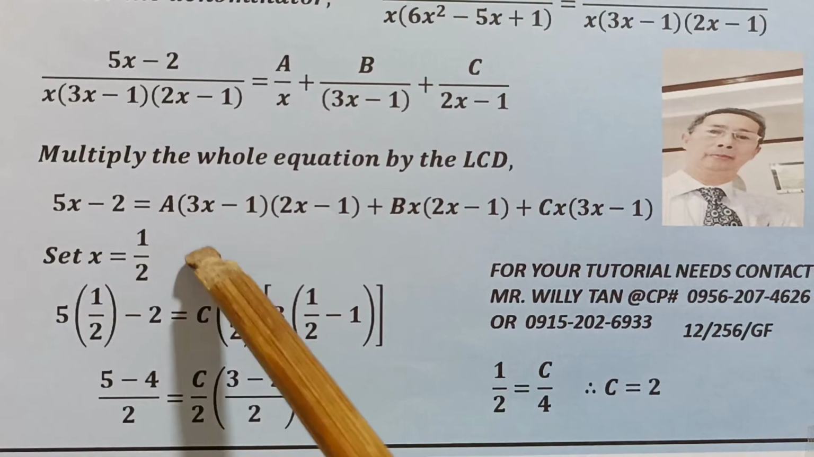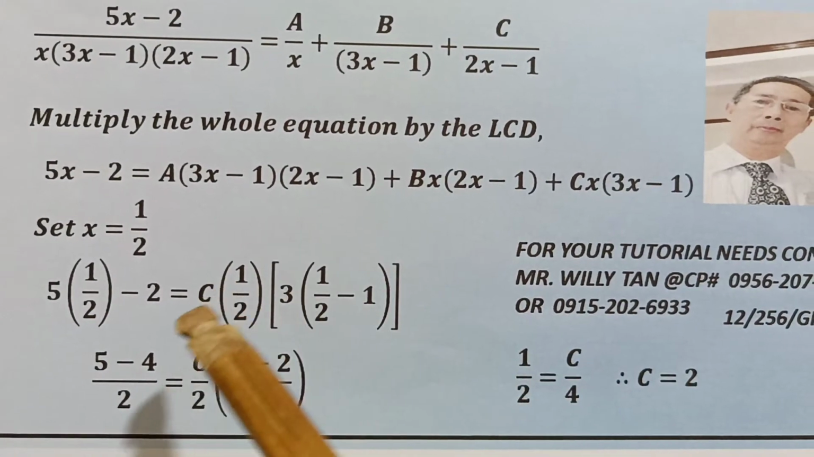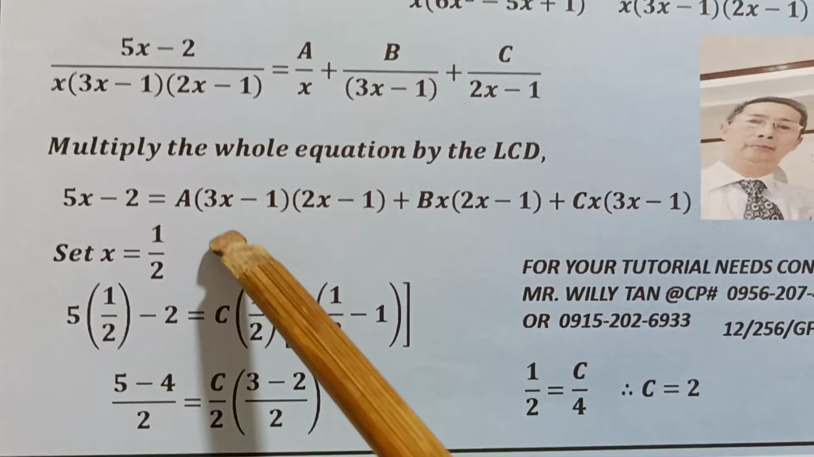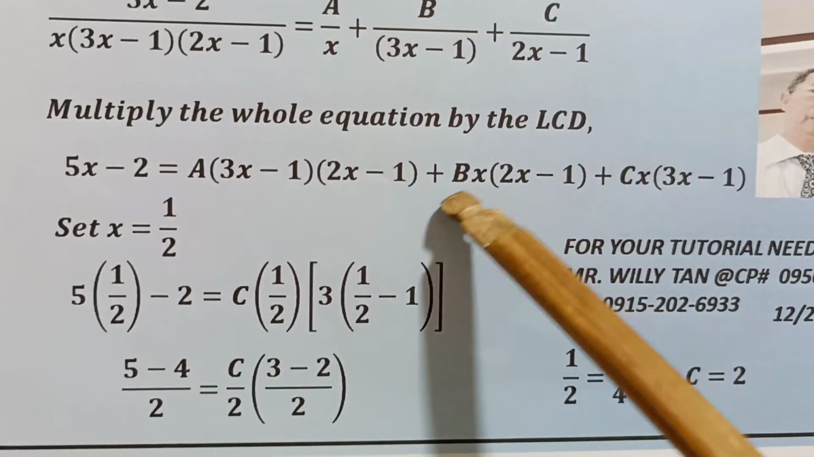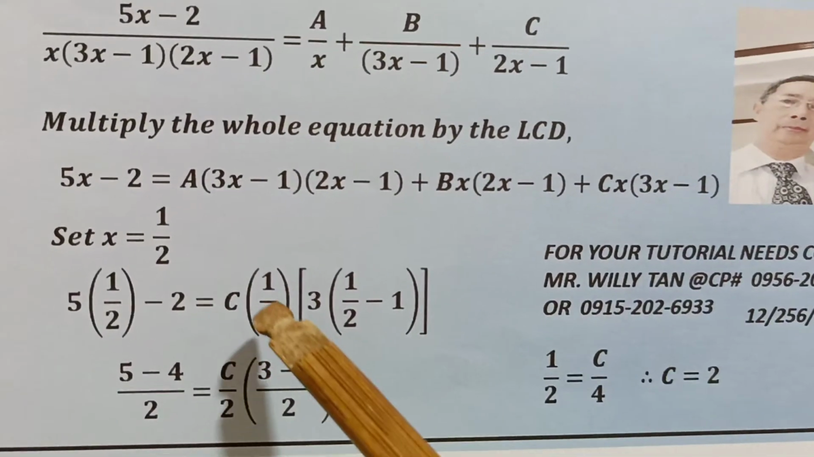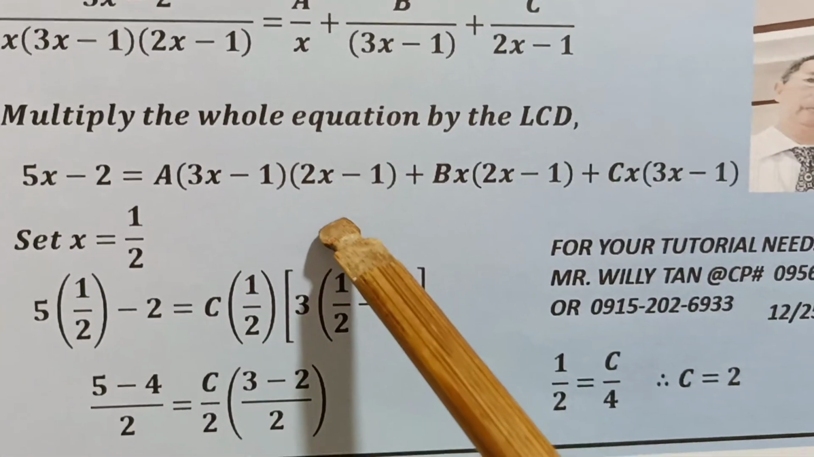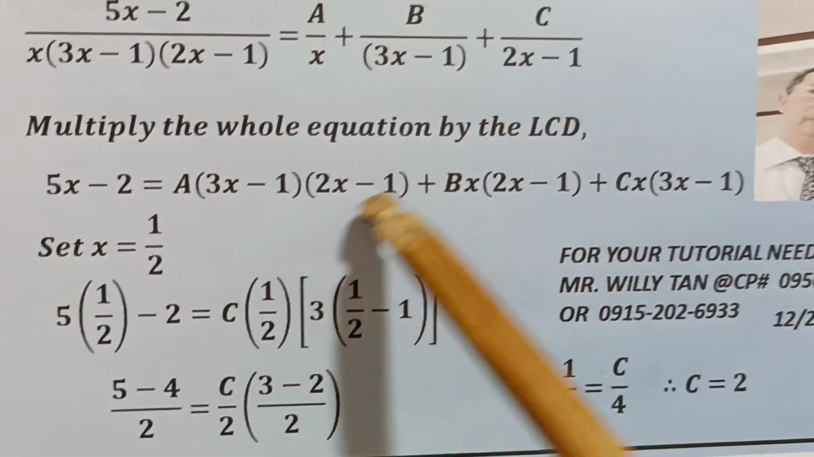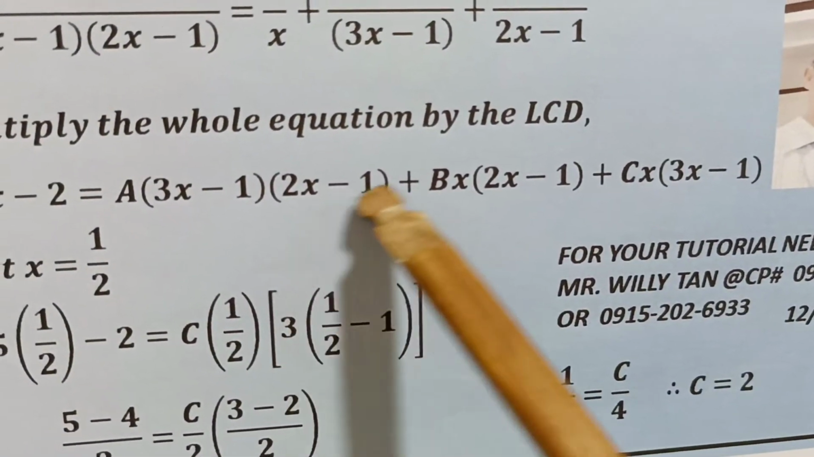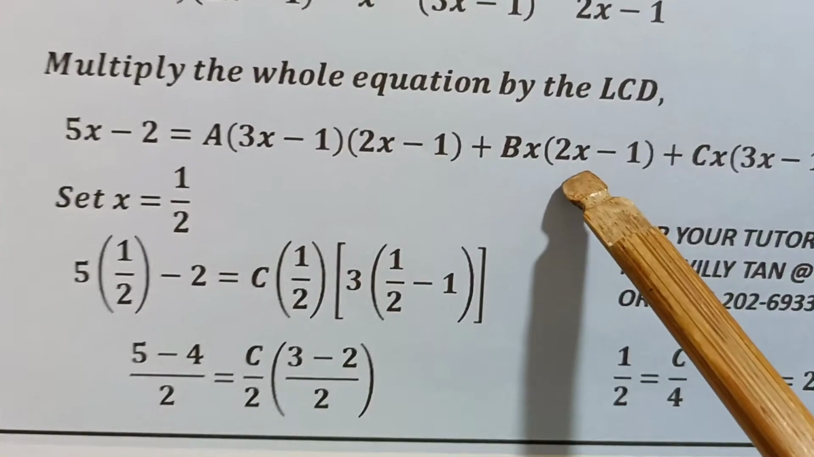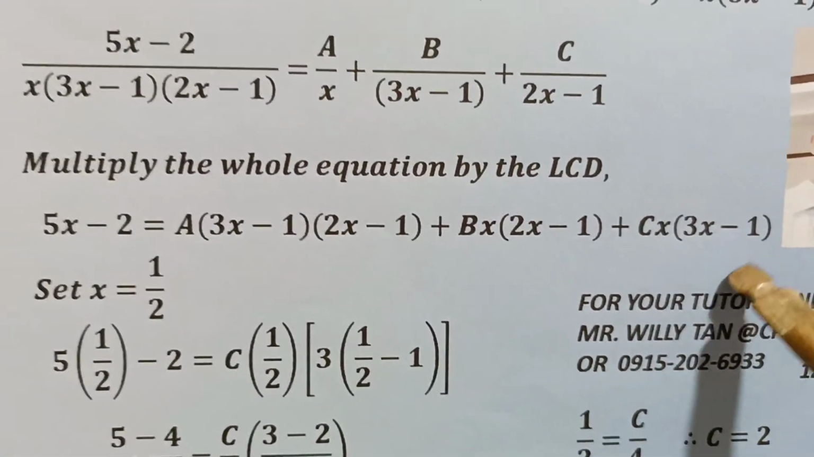So to get the value of the variable, we set x so as to make its factor 0, whatever variable it is. So if we assign x equal to 1/2, we cancel out a and we cancel out b, since this factor becomes 0 and this factor becomes 0. And what remains is cx(3x minus 1).